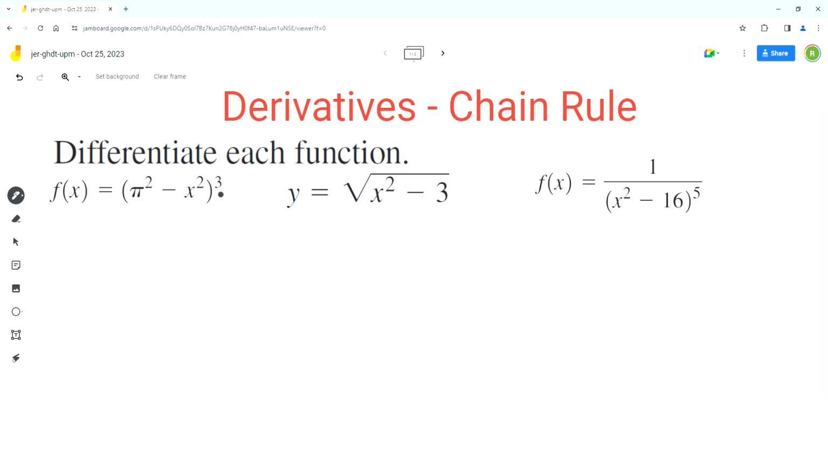Now for chain rule, we have to first identify the inner function and the outer function in these given functions. So in this first function, the inner function is pi squared minus x squared, that is in the parentheses. And the outer function is this exponential function for which the exponent is 3.